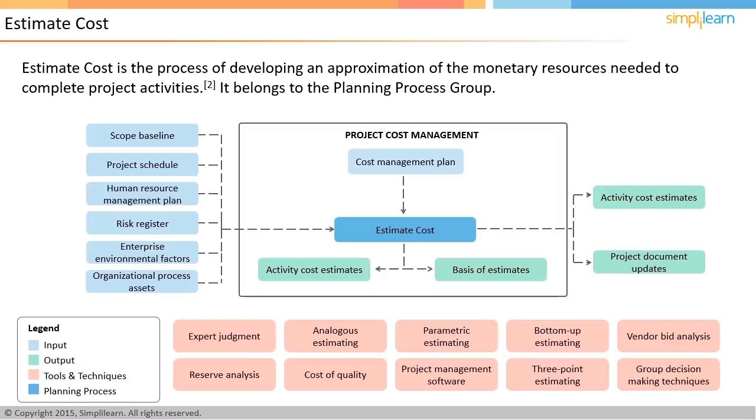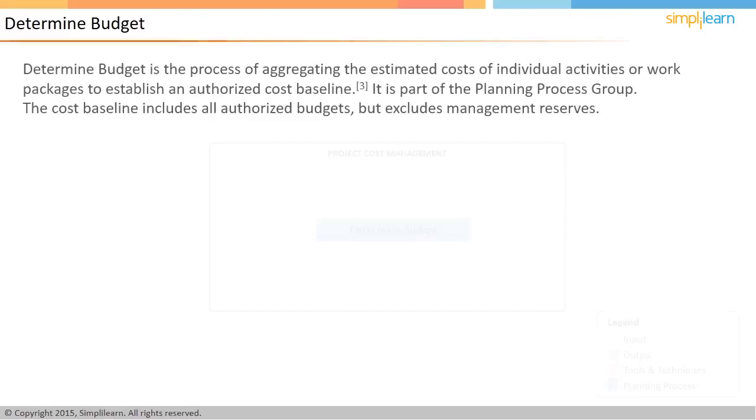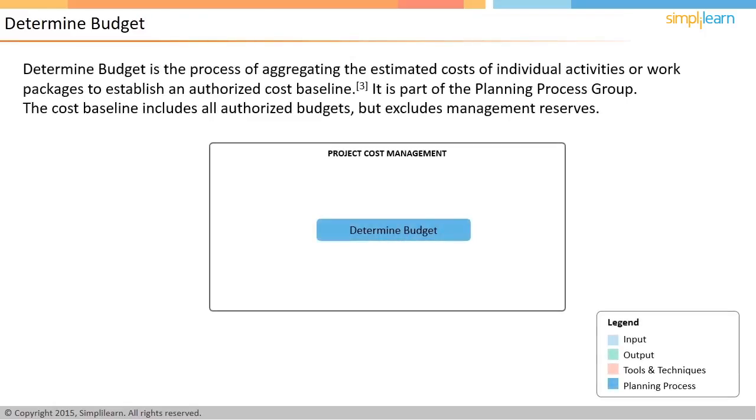In the next screen, let us discuss the third process under project cost management: determine budget. Once the estimate of each of the activities is arrived at, the next project cost management process is to determine budget. It is the process of aggregating the estimated costs of individual activities or work packages to establish an authorized cost baseline. This is where the control account concept comes into picture.